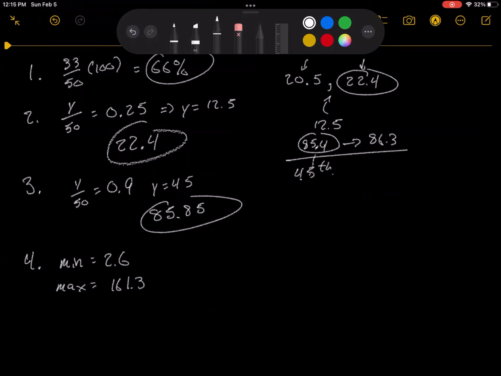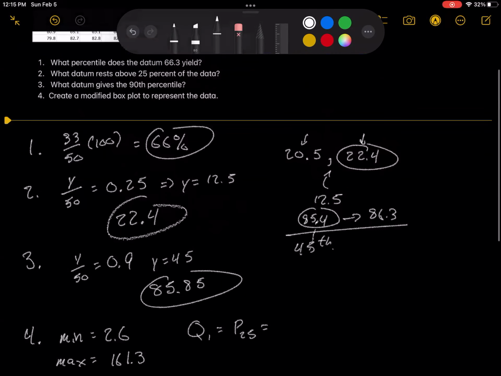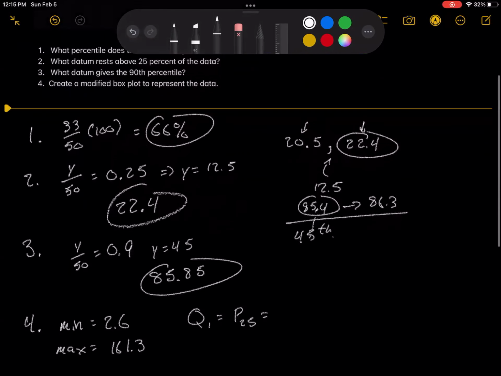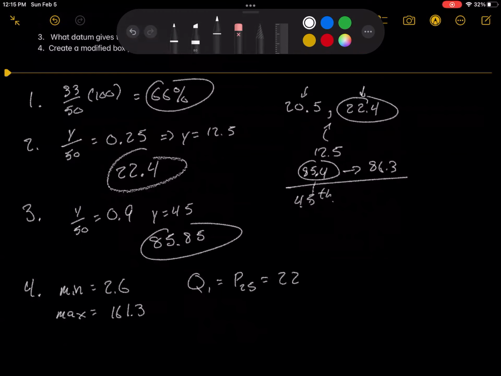161.3. Now to find Q1, well, that's the same thing as the 25th percentile, which we've already found. Right, that was number 2. So 22.4 is my Q1.